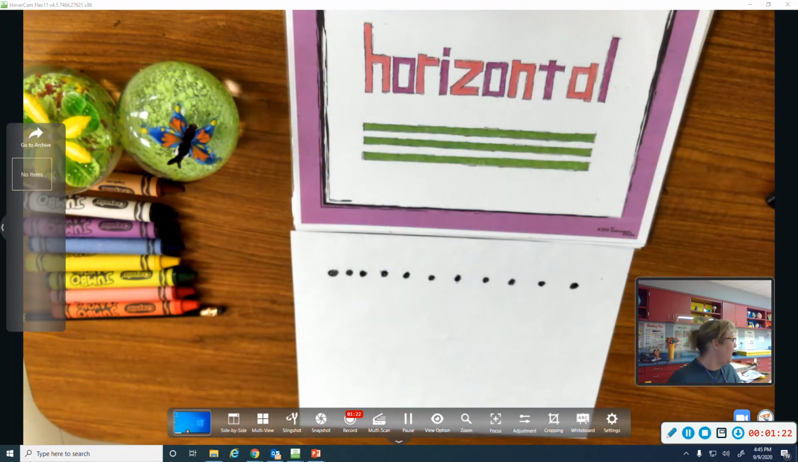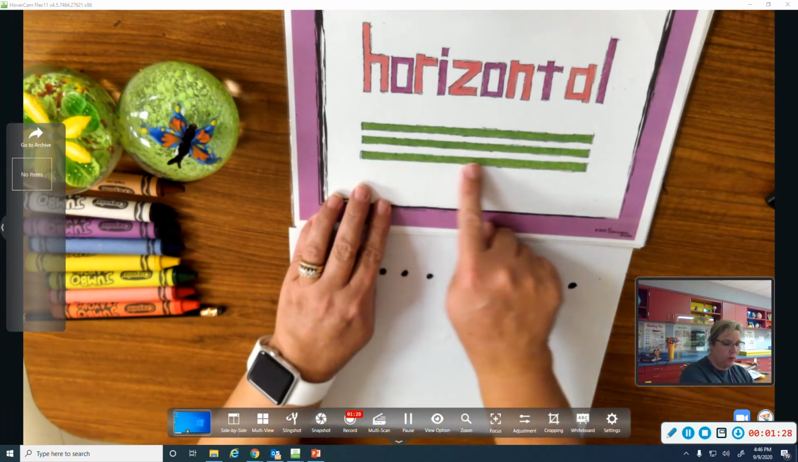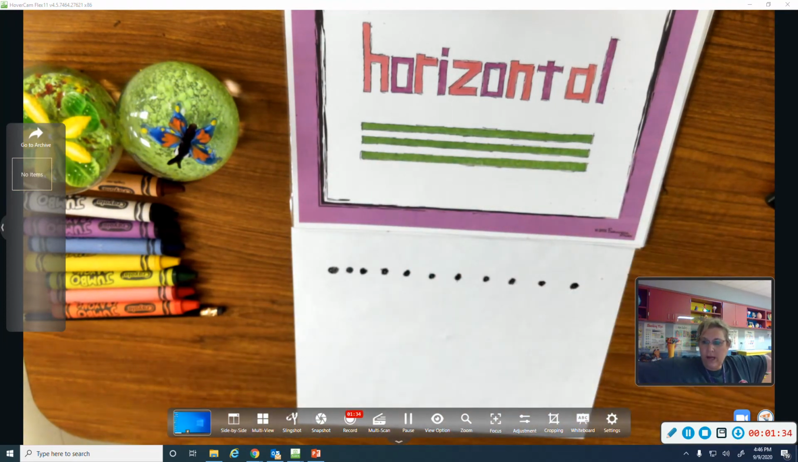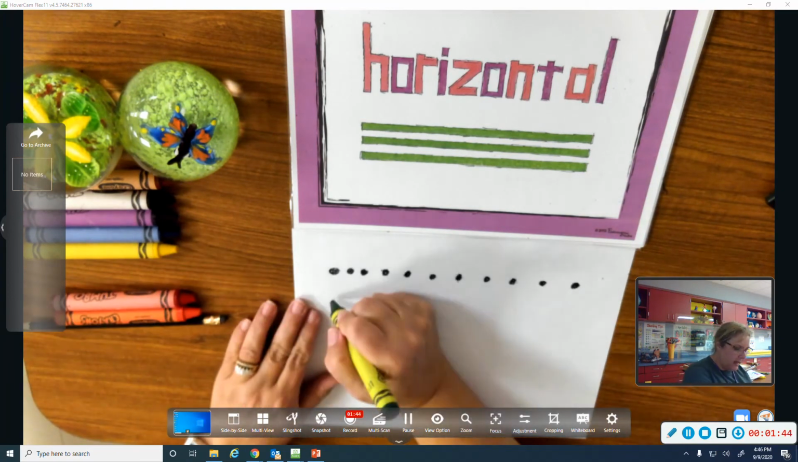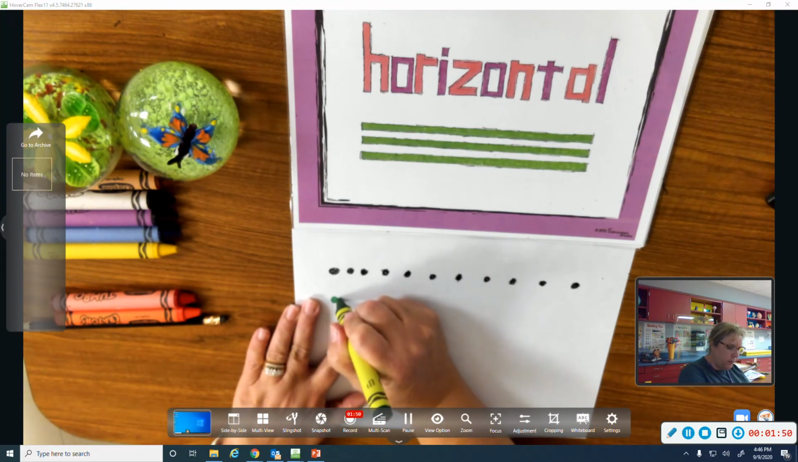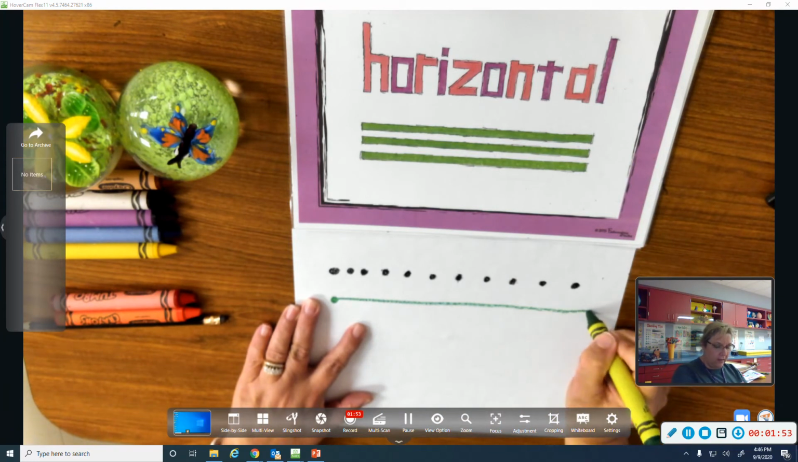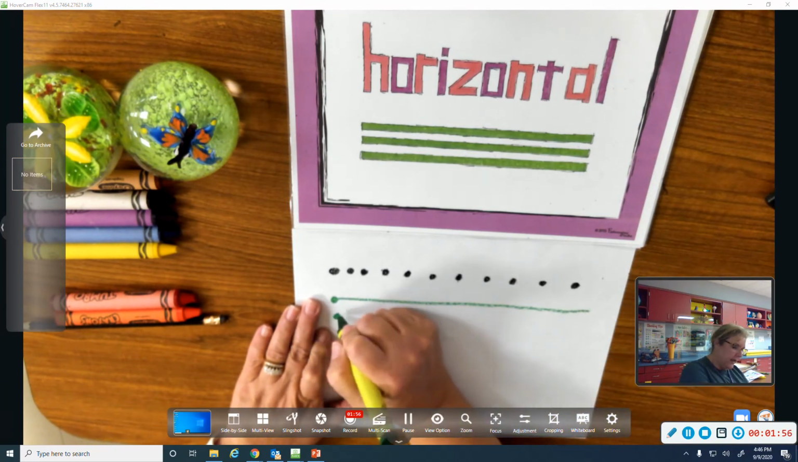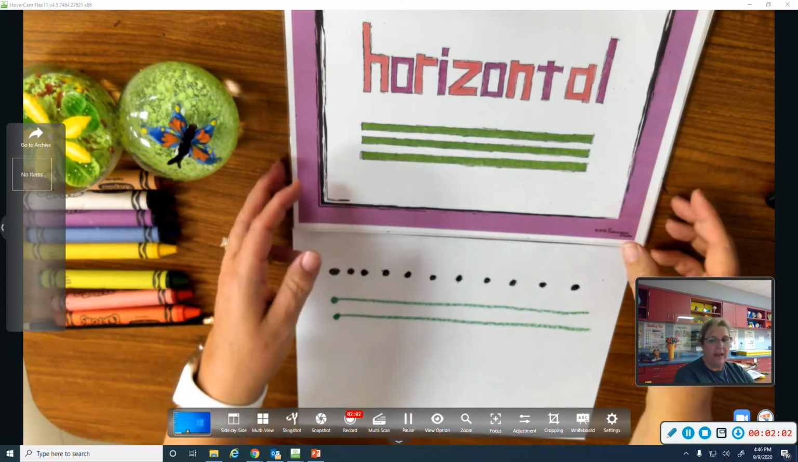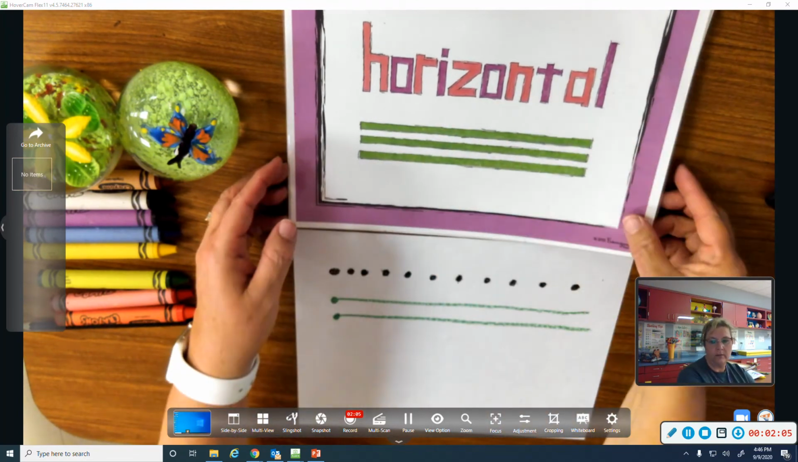Now, we're going to move on to the horizontal line. A horizontal line is straight across. If we take our arms and make our arms out straight, we will make a horizontal line. So, I'm going to practice making that line. I'm going to make my dot. I have chosen green, and I'm going to make that dot, and pull that line across. And I'm going to make another dot, and pull that line across. And that one was horizontal.